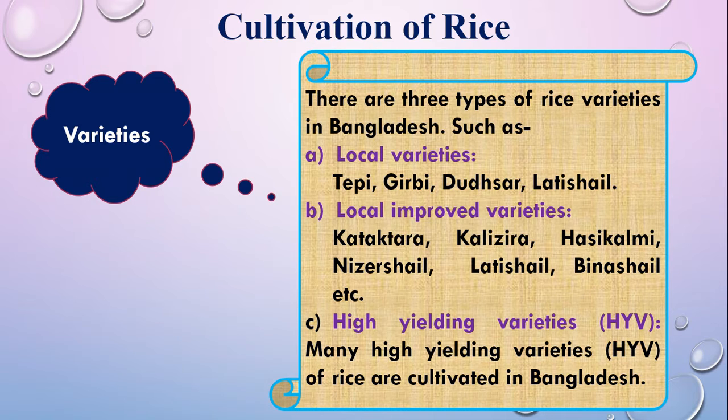You can get these characteristics in your textbook page number 107. This point is very important for your creative questions for 2 marks. Sometimes you can get questions like: explain the characteristics of high yielding varieties.